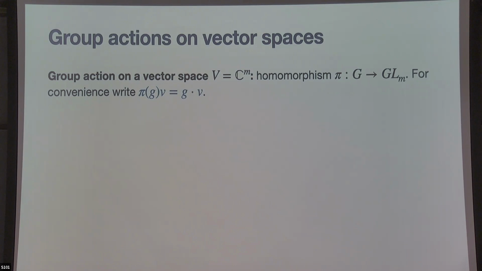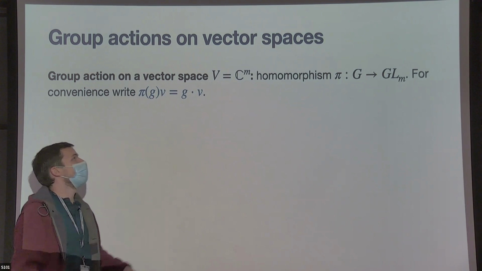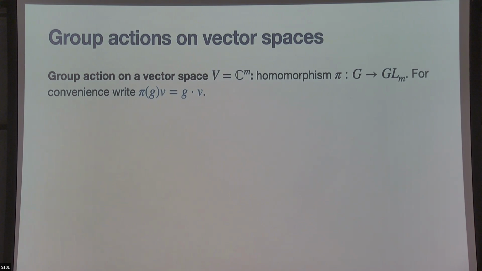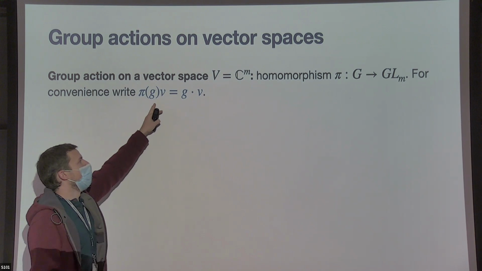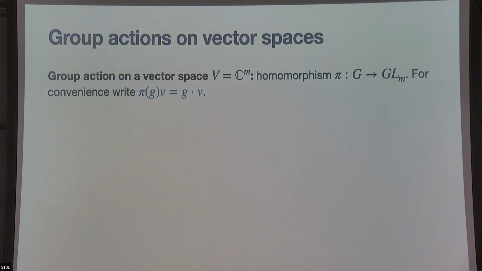And what that means is, a group action is a homomorphism from the group into the invertible matrices. GL_M means the invertible complex M by M matrices. And out of laziness, we're going to write the image of this homomorphism acting on a particular vector as just G dot V. So G dot V is how we're going to denote this group action. So you just have a subgroup of all invertible matrices acting on vectors by matrix-vector product. Sure, yeah, you could think about just the image of this homomorphism, which is just a subgroup of the invertible matrices, and you could think of it that way.